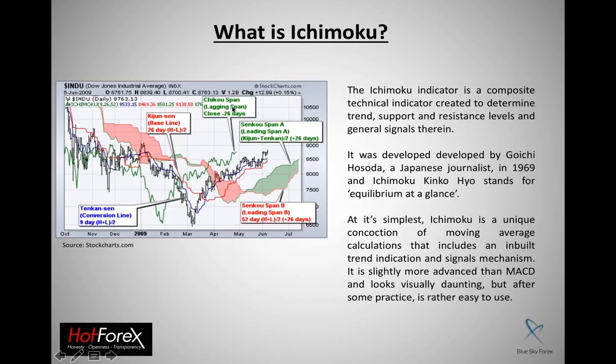Then you have the lagging span, which is looking at the close price for the current day minus 26 days before. And then you have the leading span, which is literally the blue line and the red line, the Kijun and the Tenkan, divided by 2 plus 26 days forward. It's actually a forward-looking forecast of where the price is headed. Now, that's not always right, and you don't get excited and trade that, but it's just important that there's a forward-looking element in this indicator as well.